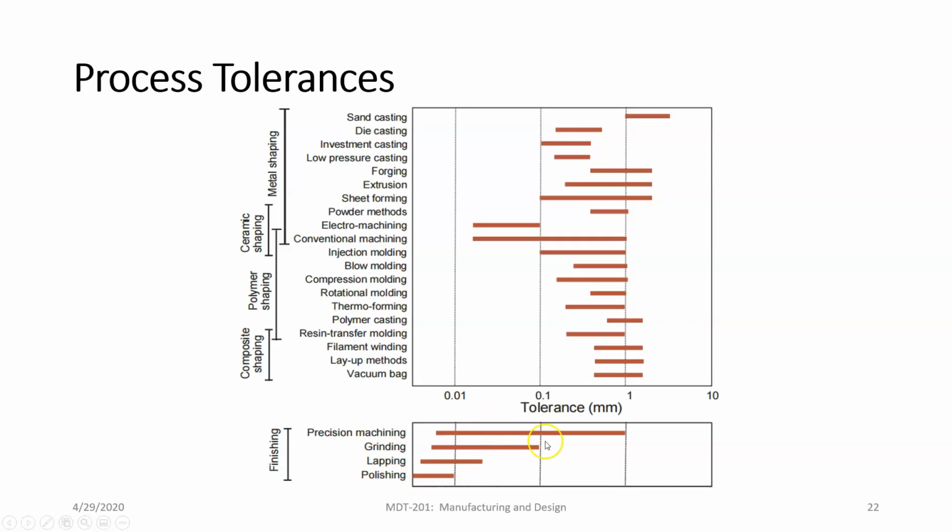These would be what we would call secondary processes. This is the finishing operations. So machining can be done on a precision scale. Grinding, lapping, polishing, honing is in there as well. So these are our secondary operations that help us to achieve those tighter tolerances.